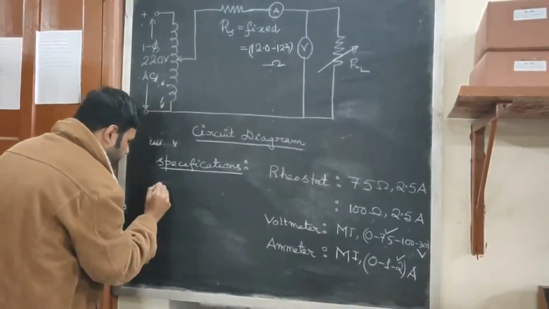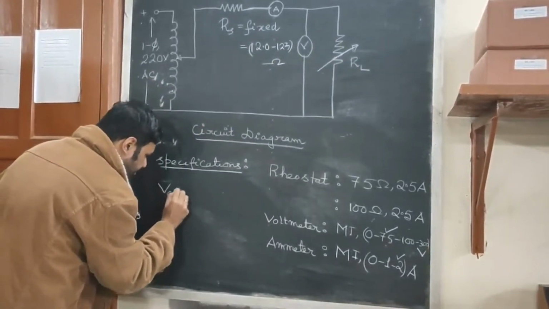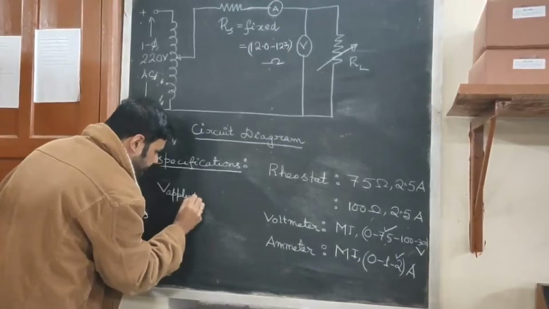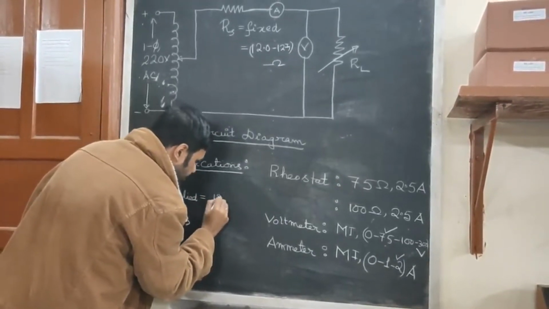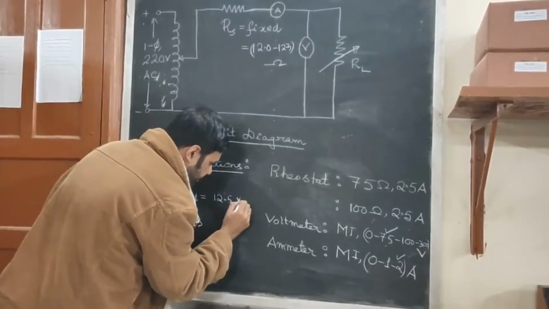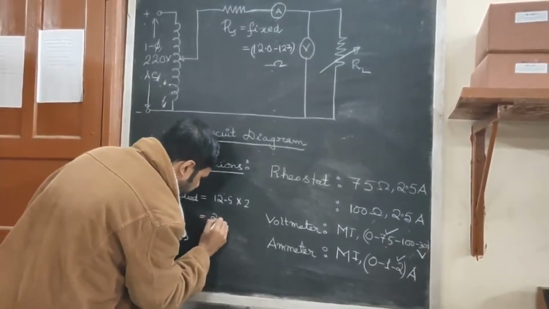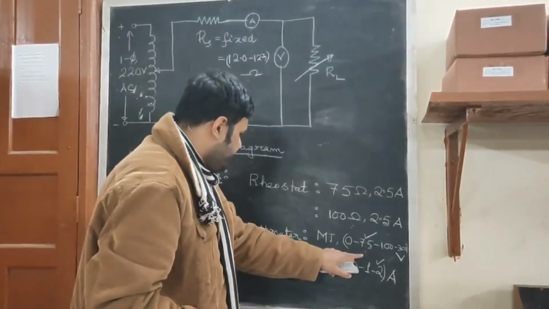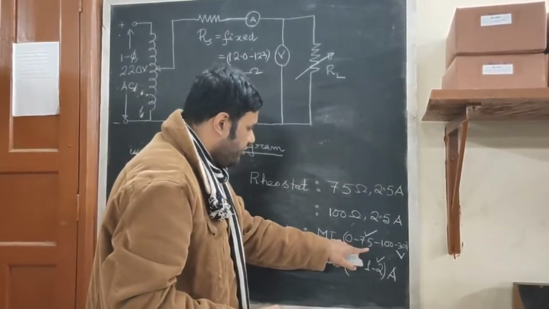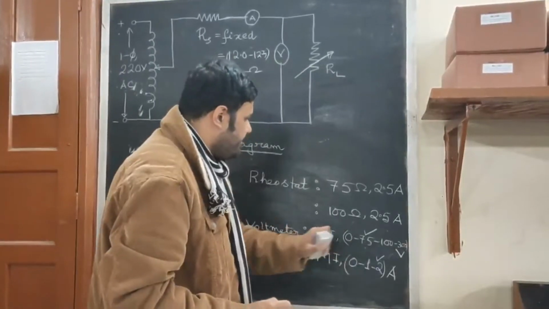So obviously the voltage that we are applying, which comes as the output of this variac, is to be limited to 12.5 multiplied by 2, which is around 25 volts. So we need to choose the lowest available range on this voltmeter for conducting this experiment.